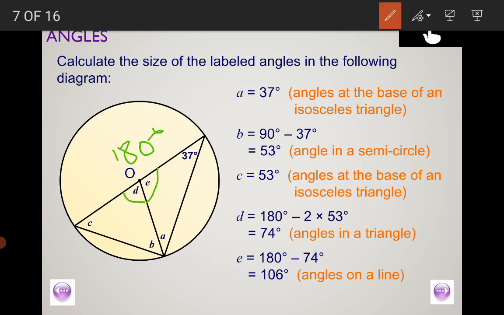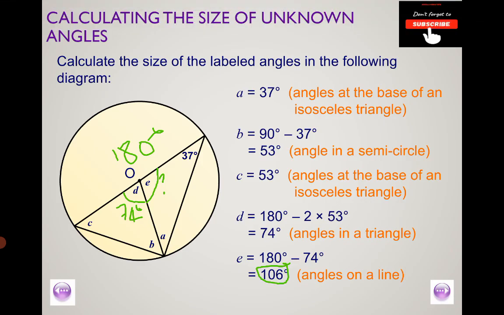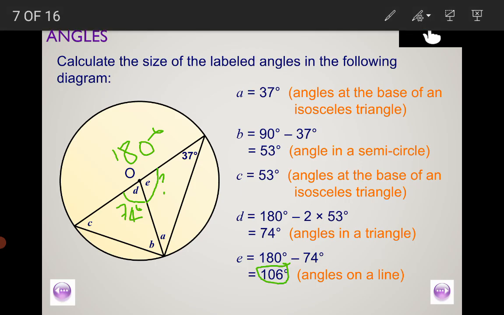But we already know what D is. D is 74 degrees. But D plus E is 180. So how do we get this one? You simply subtract 74 from 180 degrees. So the result is going to be 106 degrees.